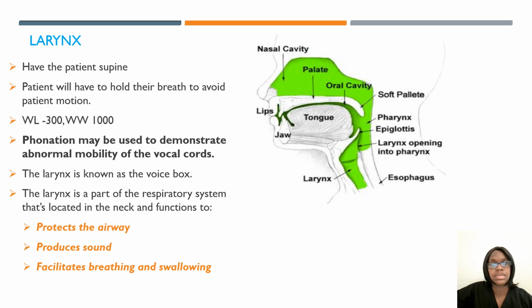This is an image of your larynx. Have the patient lie supine on their back. Just tell them to hold their breath to avoid motion. And just in case you forgot, your larynx is the voice box. It's going to help protect your airway, produce sound, and help with breathing and swallowing.